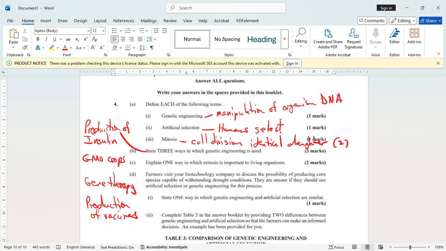Explain one way in which mitosis is important to living organisms. As we said, mitosis is a cell division. And why is that important? That is how some organisms, and so we use that in terms of asexual reproduction.